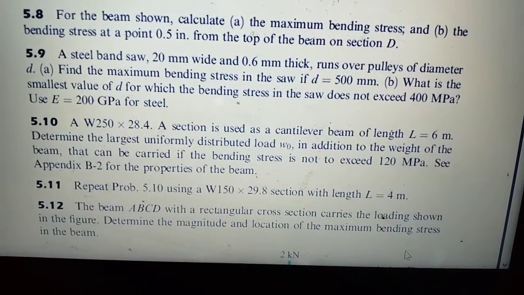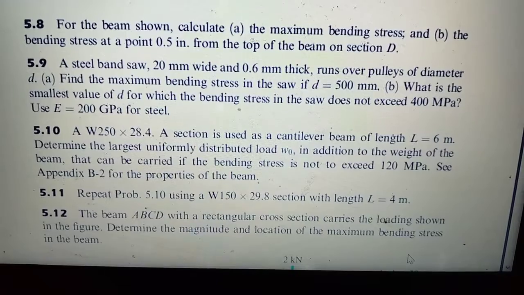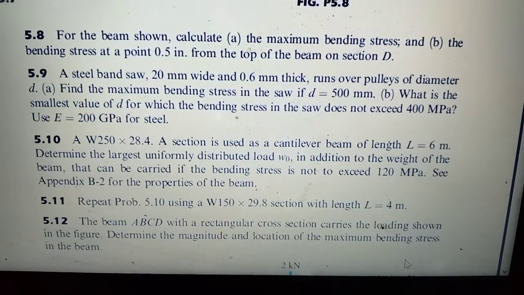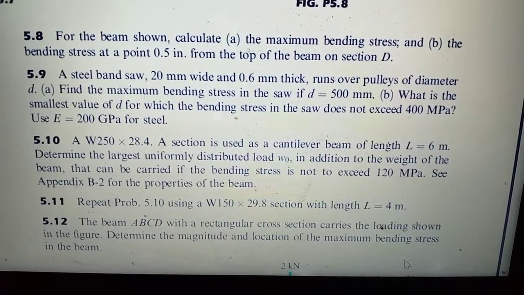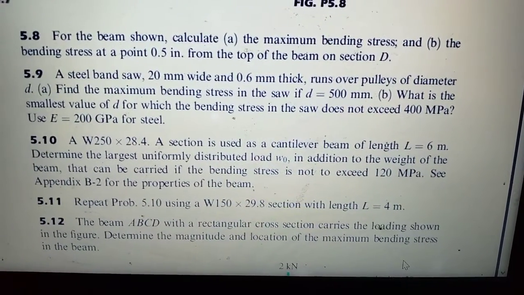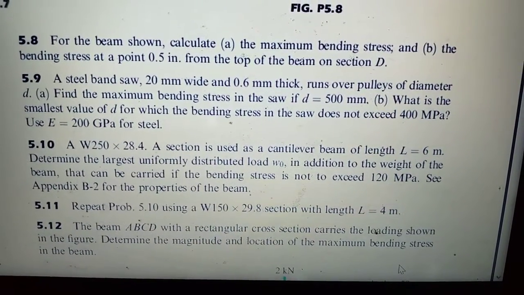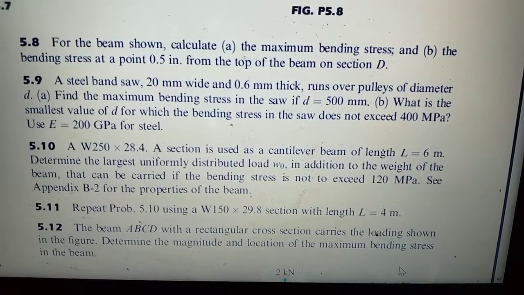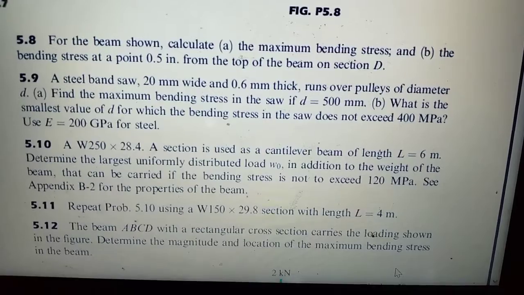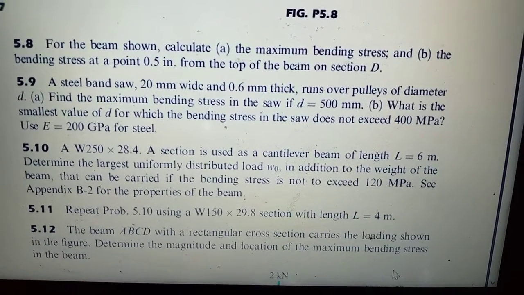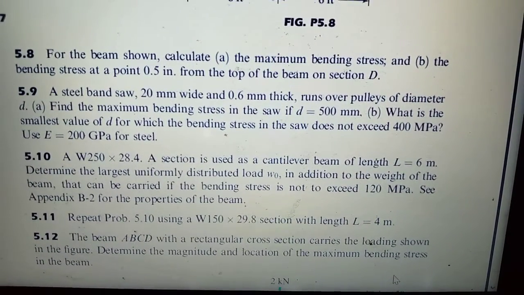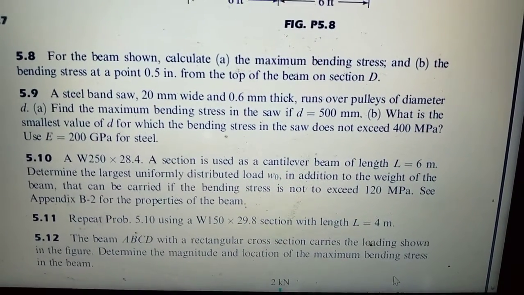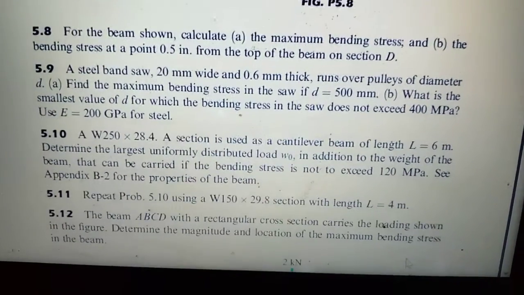A W250 by 28.4 section is used as a cantilever beam of length L equal to 6 meters. Determine the largest uniformly distributed load WO, in addition to the weight of the beam, that can be carried if the bending stress is not to exceed 120 megapascal. See Appendix B2 for properties of the beam.